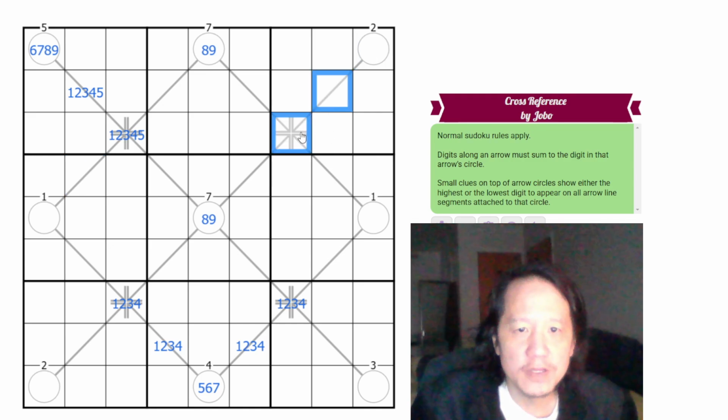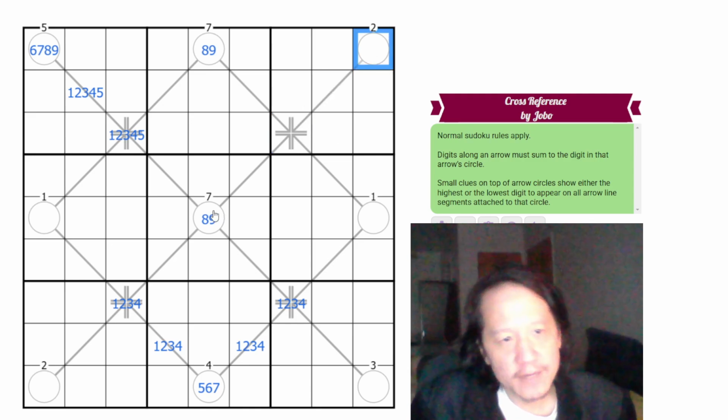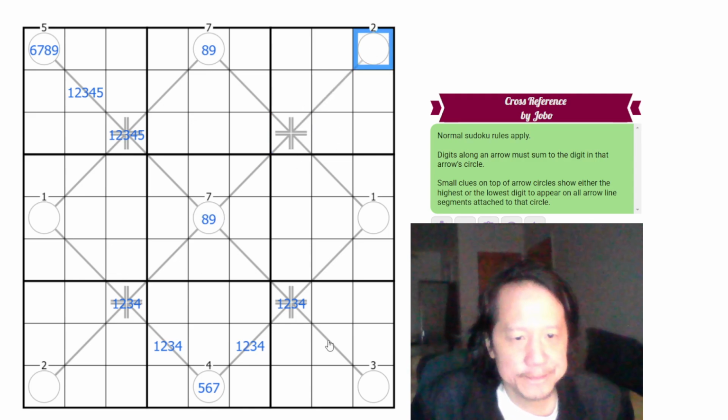This could be either way. It could be 1, 2, as 2 is the highest digit, or it could be 2 as the lowest digit, and it could be with 2, 7, 2, 6, 2, 5, 2, 4, 2, 3. So this one's not very restricted right now.